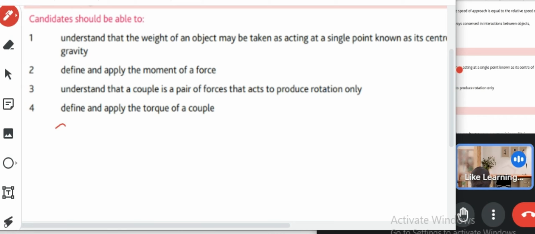You may need to be audible, please. Yes, you may need to be audible. Okay. Center of gravity. I hope you're on the Jamboard. Please make sure you are concentrating.